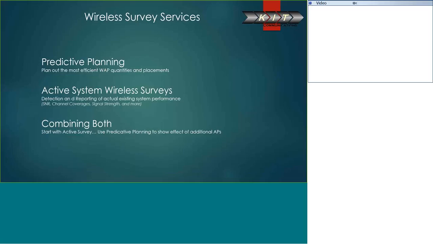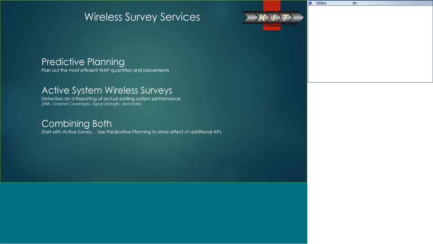So we already talked about predictive planning. That's probably your best tool. And then we have the active system wireless surveys, which can come in the form of the AP on a stick, which, you know, we've already talked about. That's a little expensive, probably not the best way to go. But we can do an active survey where we are going in and basically surveying your airspace with your existing wireless to give you a real-time view of your network and how it stands so that you can make informed decisions on how to correct those problems.